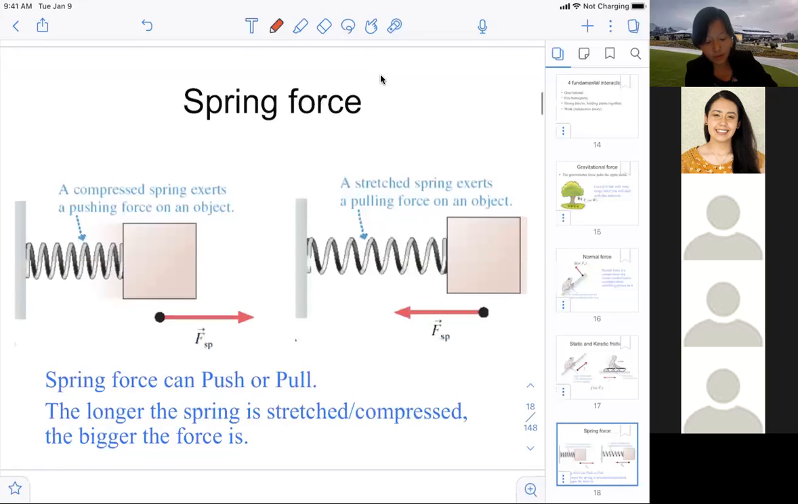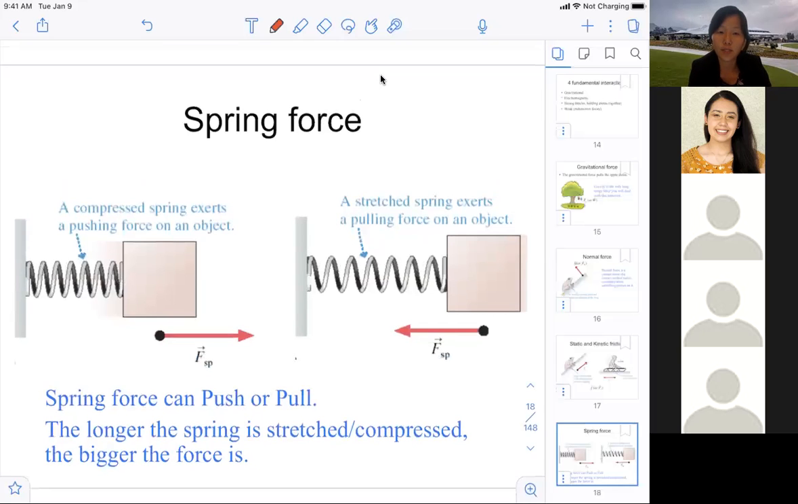The second to last force is the spring force. We know that when you compress the spring, it's going to push you, right? If you drag the spring, stretch the spring, it's going to pull you, right?